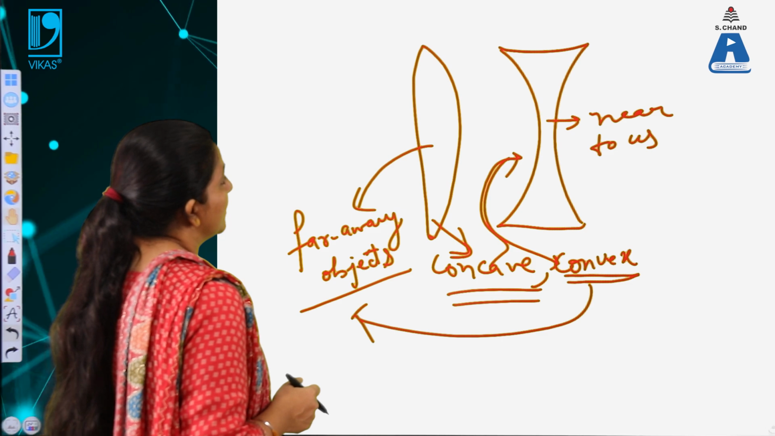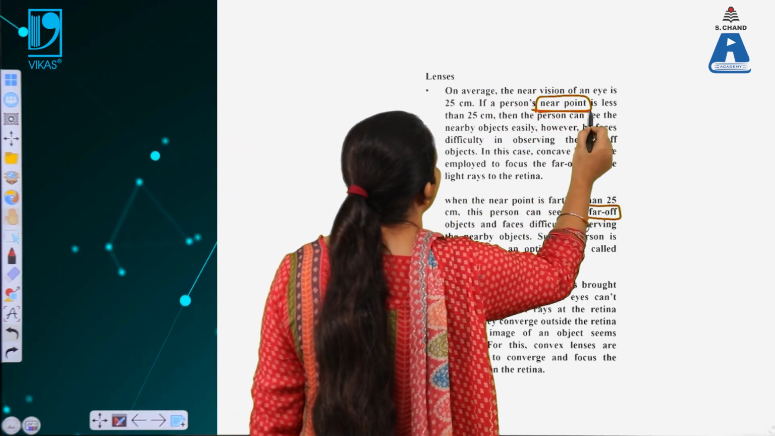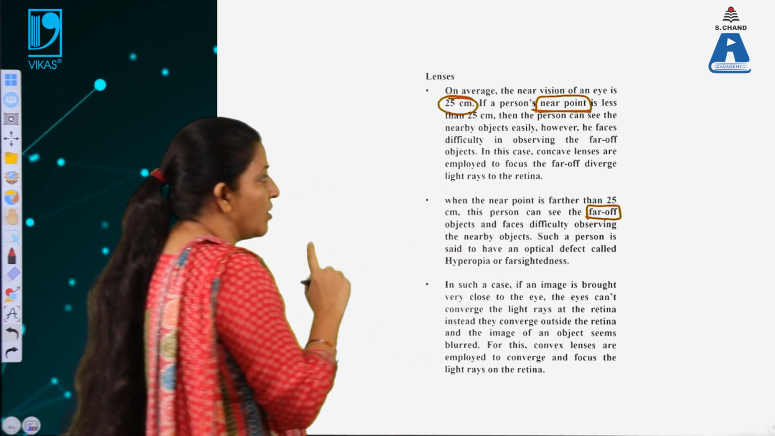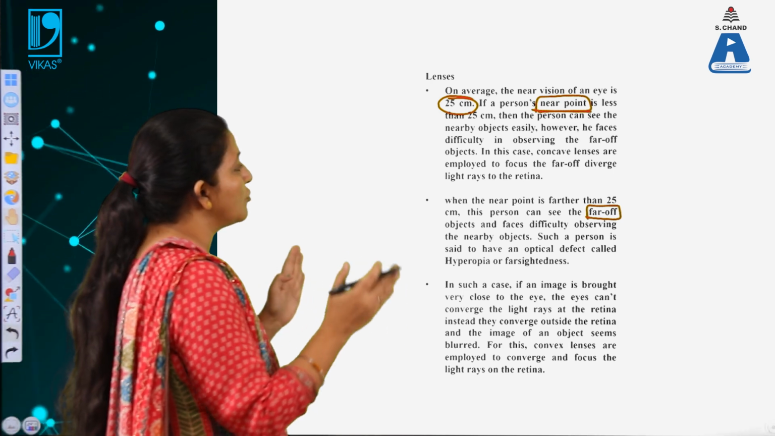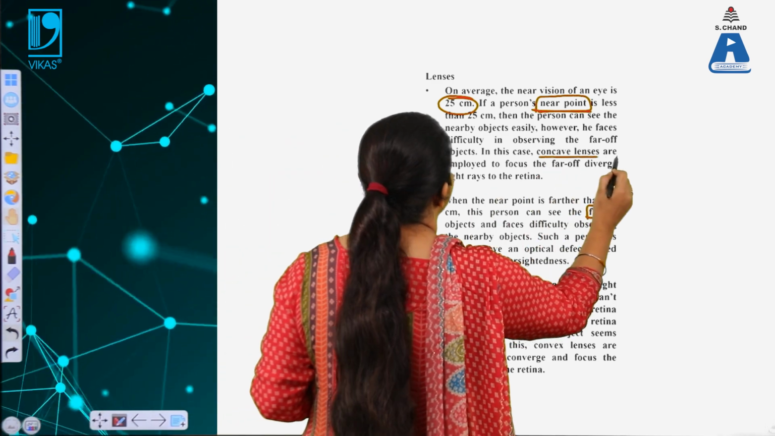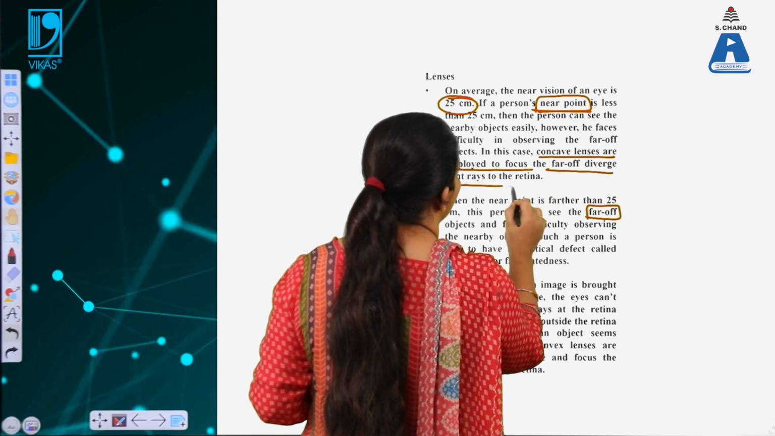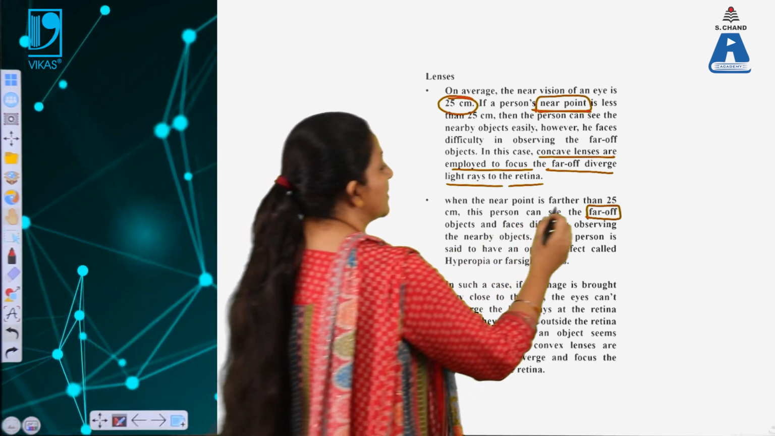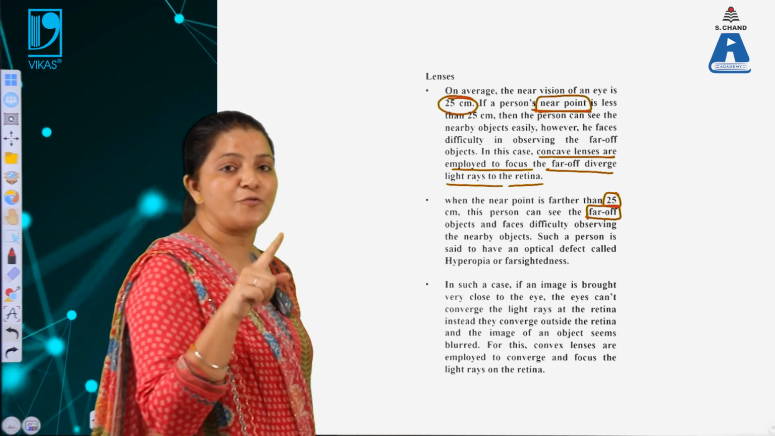So that means, when a person has a near point, again it depends upon the focal length. The focal length of objects must be within the given range in order to see the object images properly. Concave lenses are employed to focus far-off diverging light rays onto our retina when the near point is further than 25 centimeters. So this is the focal length which is fixed for the object.